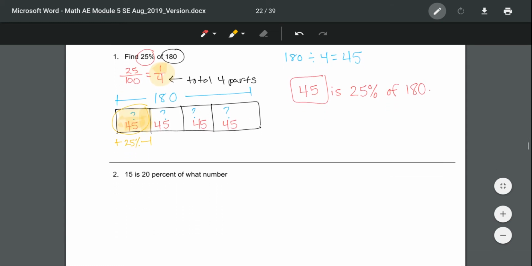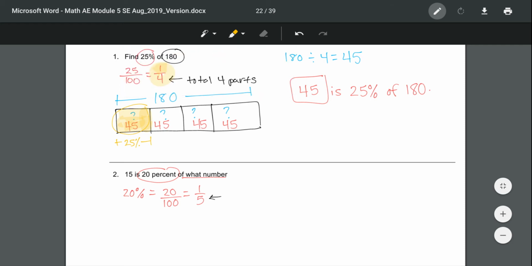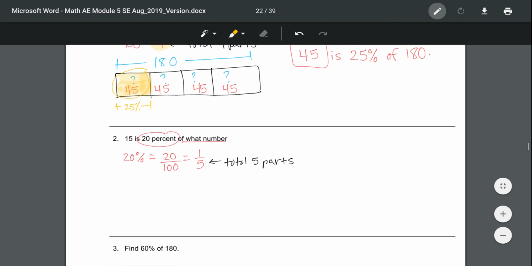Number 2, 15 is 20% of what number? So we're looking at 20%, so you take 20% and write that as a fraction, so it'd be 20 out of 100, which reduces to 1/5. So in your bar model, you're going to create a total of 5 parts. So you want to break your bar model into 5 total parts.